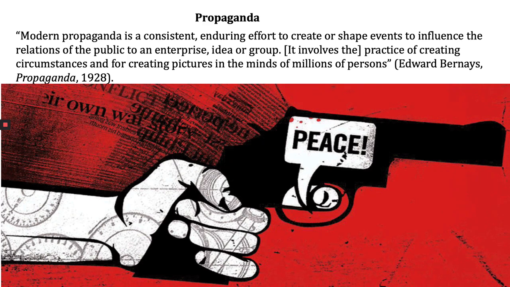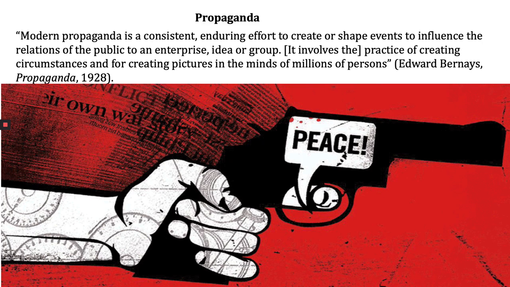Propaganda is designed to get us to feel a certain way, to act a certain way, and also to think a certain way about seeing the world. And again, art can do that as well, but there are going to be some differences that we'll notice throughout the semester. Here's a quote to consider. Modern propaganda is a consistent, enduring effort to create or shape events to influence the relations of the public to an enterprise, a group, or idea, right? So it's focusing on someone in power, right? So that's another element of propaganda, it generally relates to those in power and serving those in power's ends, right? Whatever their objectives are.